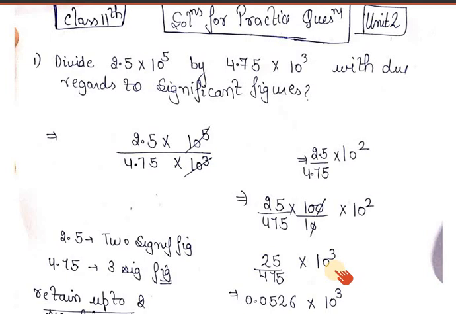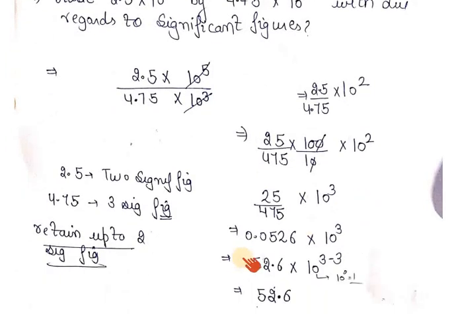Okay, so the first question, let's discuss. Divide 2.5 into 10 to the power 5 by 4.75 into 10 to the power 3 with due regard to significant figures. The first number has 2 significant figures. The second has 3 significant figures. Divide it: 10 to the power 3, here 10 to the power 5. So you will be left with 10 to the power 2, and dividing it you will get your answer this much, right? You have to divide this simply by mathematics, and you will get your answer, right?